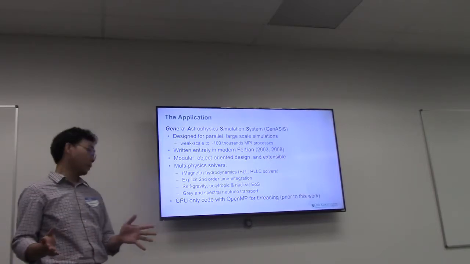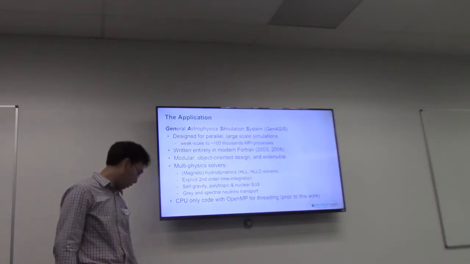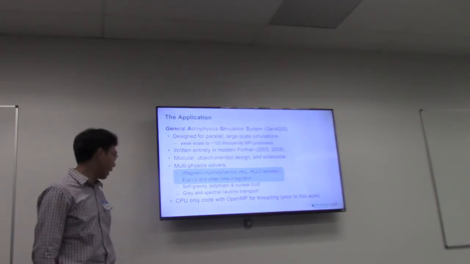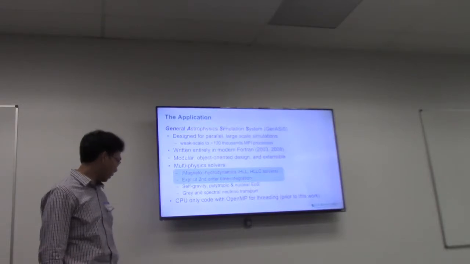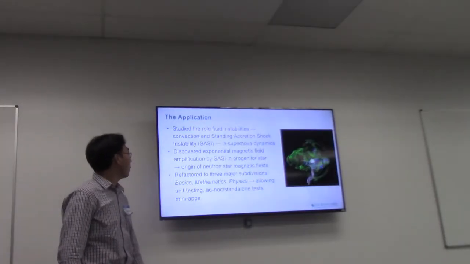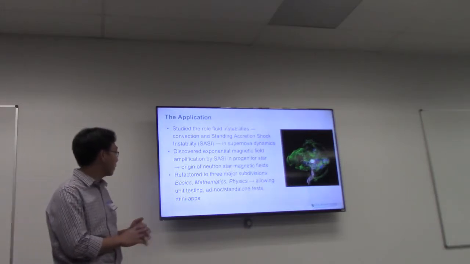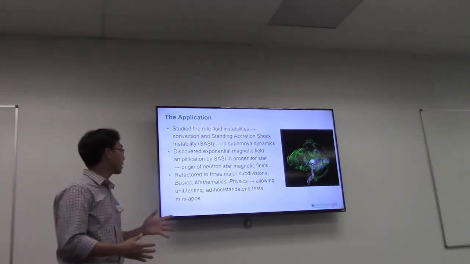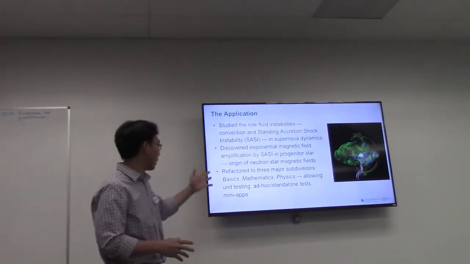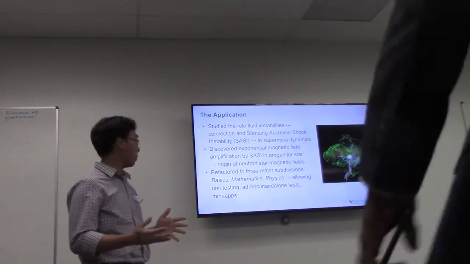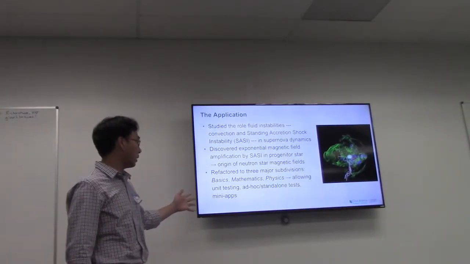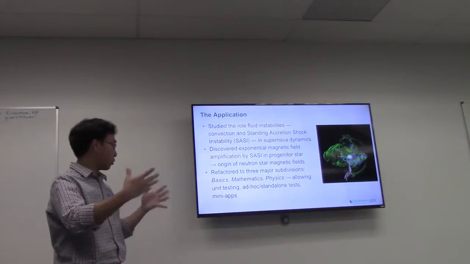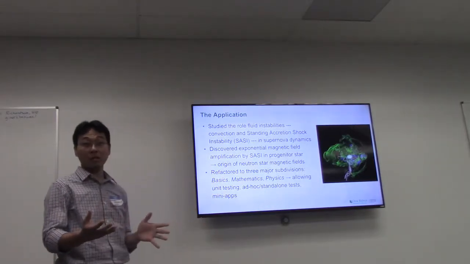Prior to this work, it's mostly a CPU-only code with OpenMP for multi-threading. So for this talk, I will talk about the fluid dynamics and the time integration solver, and we're still working on porting all the other kernels to GPU. This code has in the past been used to study fluid instabilities in supernova dynamics, and that's resulted in a few papers. In the past we also discovered magnetic field amplification by one of the instabilities, and you can see in the image a plot of the magnetic field after a supernova explosion, and how that contributes to the magnetization of neutron stars.